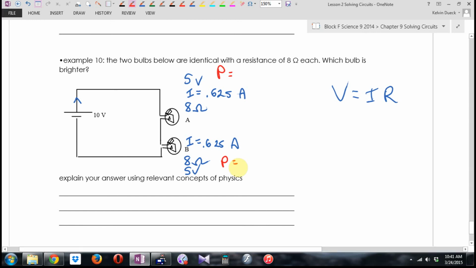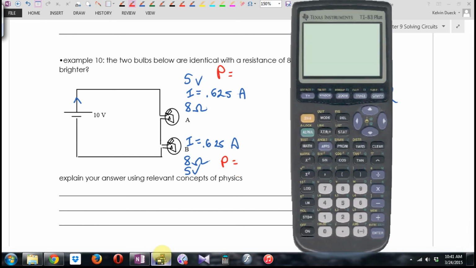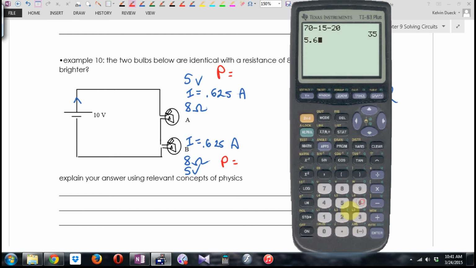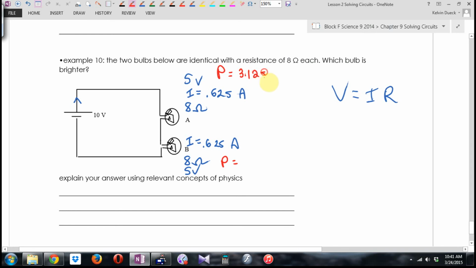In this one as well, they're going to be the same. Because if I go V times I, 5 times 0.625, I'll get, for both of them, 3.125. It's a pretty small light bulb. This is probably a Christmas tree bulb, or even smaller, like the bulb that's in your watch or something. Very, very low voltage, very, very low power. 3.125 watts.